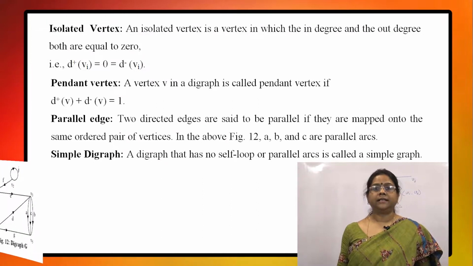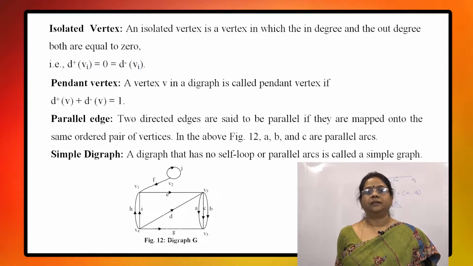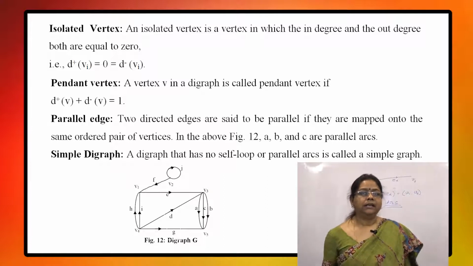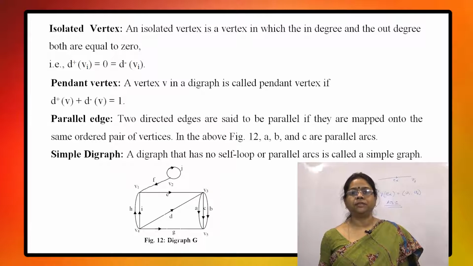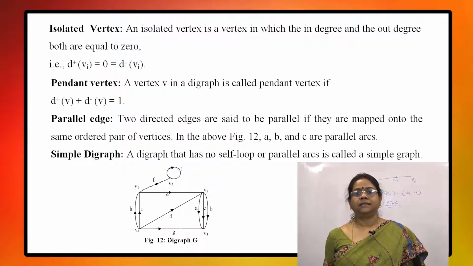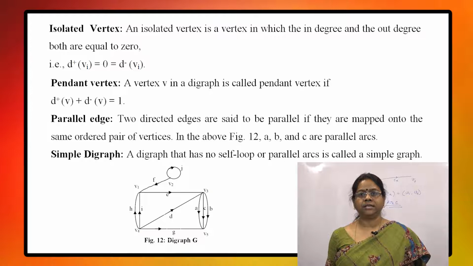Here, parallel edges are defined as two directed edges said to be parallel if they are mapped onto the same ordered pair of vertices. Like this, in figure 12, we see that between V3 and V5, there are three edges A, C and B, and their directions are the same. So they are parallel edges in the digraph G.